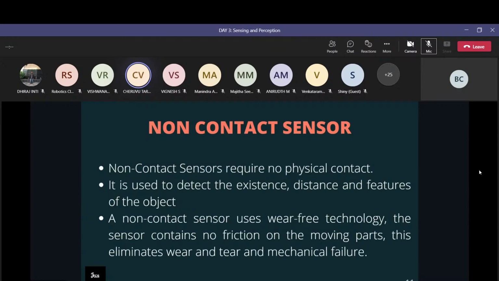That's a non-contact sensor. A non-contact sensor uses wear-free technology. Sensors contain no friction of moving parts. Obviously, there will be no friction, guys, because it is not coming in contact with any of the external environment. If there is no friction, there is no wear and tear. Therefore, mechanical failures also will be reduced. These all are interlinked with each other. That's the basic idea of contact and non-contact sensing.